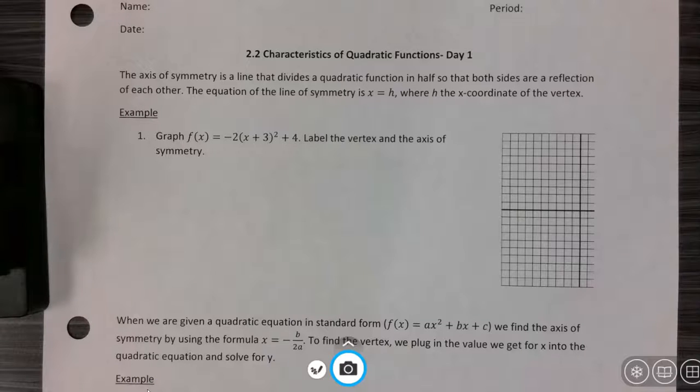So today we're moving on to, oh, I don't want this stuff on the screen. We're moving on to characteristics of quadratic functions. It wants us to graph this and then label the vertex and the axis of symmetry.